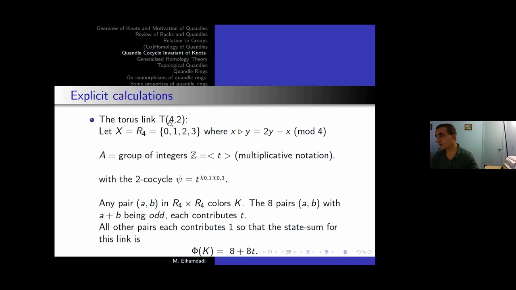And one can check by just if you do the diagram and you put variables on the top a, b, you propagate them all the way down. One notices two things. If for the pair a, b, a plus b is odd, the contribution is t. If it's even, the contribution is 1 and you end up with this invariant.